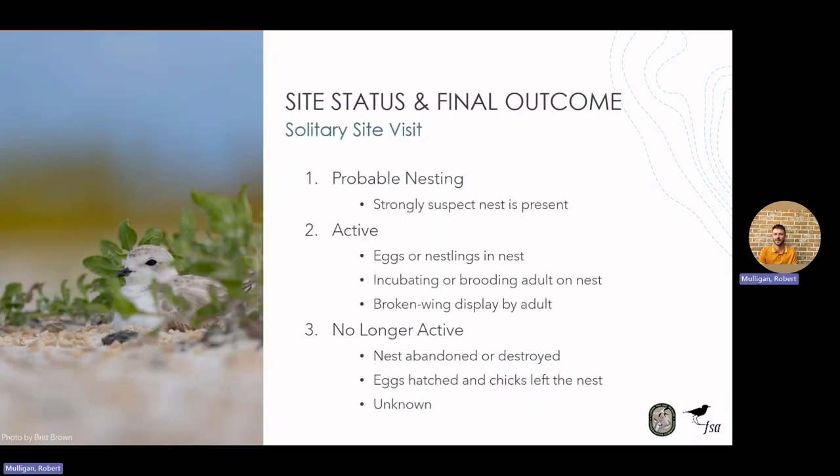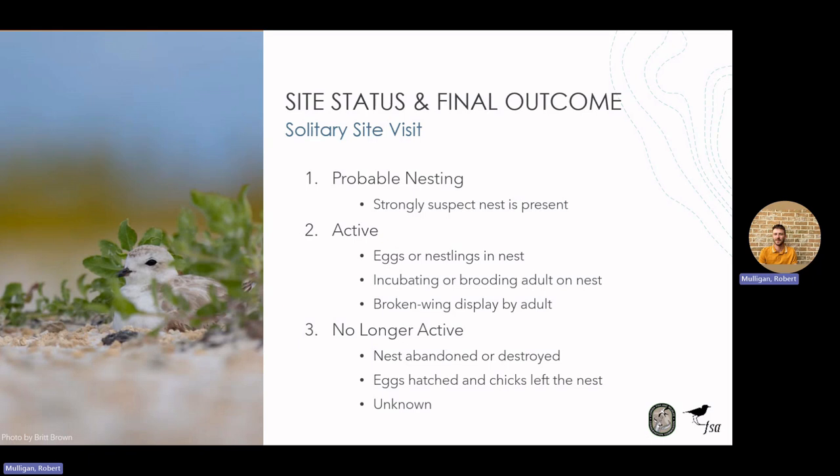The shorebird nest form has three status categories: probable nesting, active, and no longer active. Probable nesting is for cases where you strongly suspect that there is a nest nearby, but you don't want to disturb the birds to investigate. If you survey weekly or daily and you think you might eventually spot the nest, I'd advise waiting until you see the nest to add this site to the database. But if you only go out once a month or every couple of weeks, or if the habitat makes it difficult to detect a nest, add it as a probable nest.